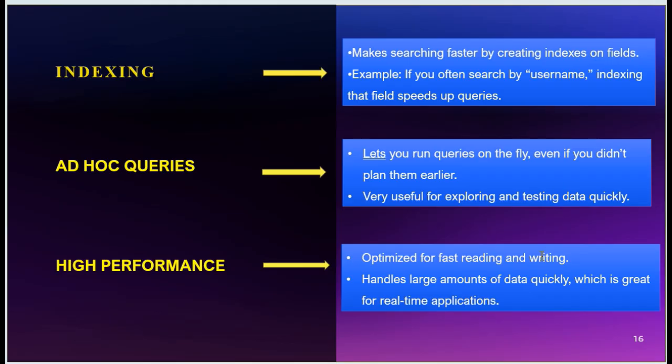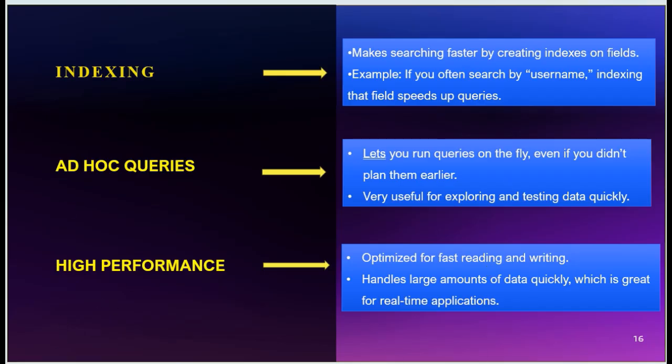So coming to the high performance. Here it is optimized for fast reading and writing and handles large amounts of data quickly, which is great for real-time applications. So MongoDB works very fast, and it supports quick reading and writing. It handles large data effectively. So it is good for real-time applications. It improves the overall system speed.